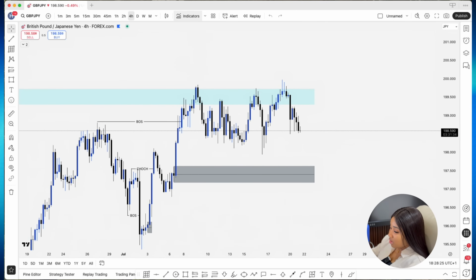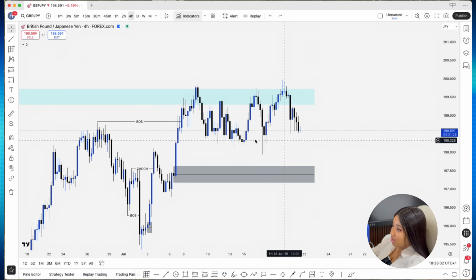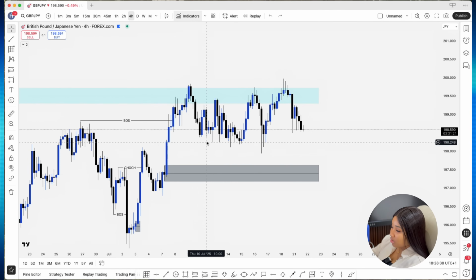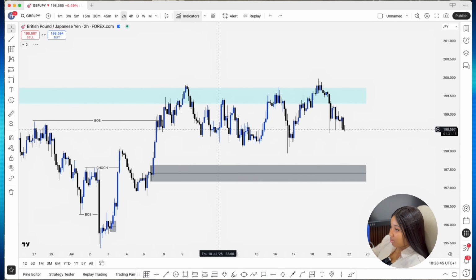But then something is also happening inside here. Now don't be too quick to say it's ranging inside here. No, something may be happening inside here. So you also need to break it down. Now, where you break it down will now be your 2-hour time frame. When you go to 2-hour time frame, what is happening inside this movement?